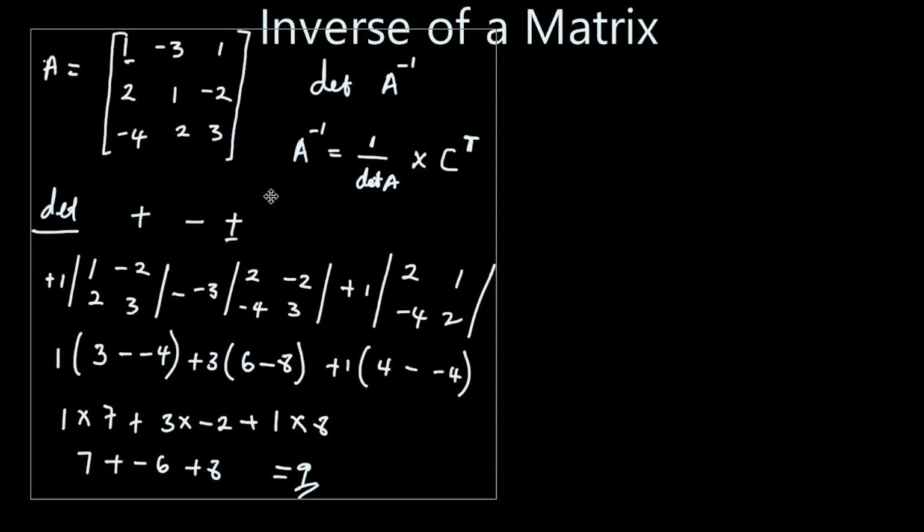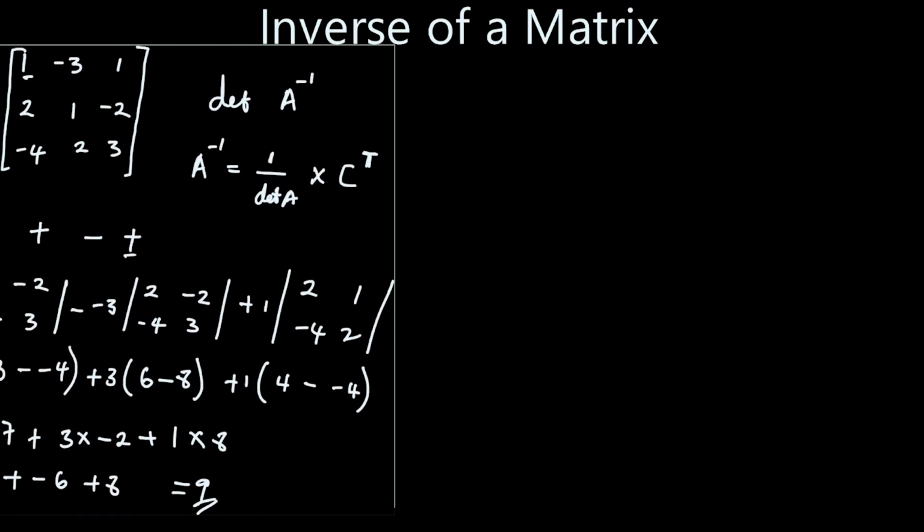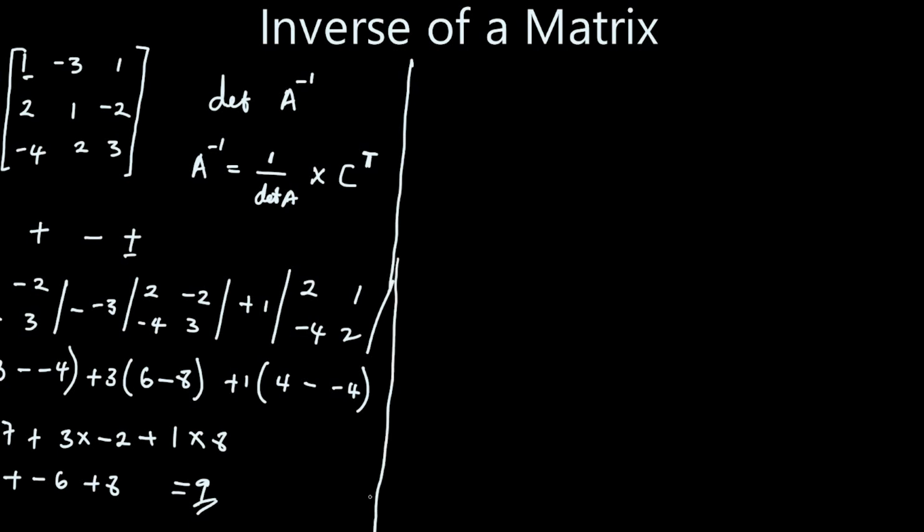I'm going to move this one just a little bit outside there. Now we want to get the adjoint of matrix A, and this is how we do it.